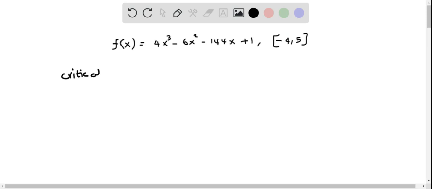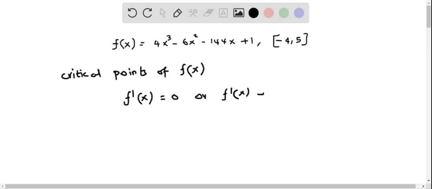We are finding the critical points of f of x. Critical points of f of x occur at f prime of x equals 0 or f prime of x is undefined. That is, when the first derivative equals 0 or when the first derivative is undefined, we can obtain the critical points.